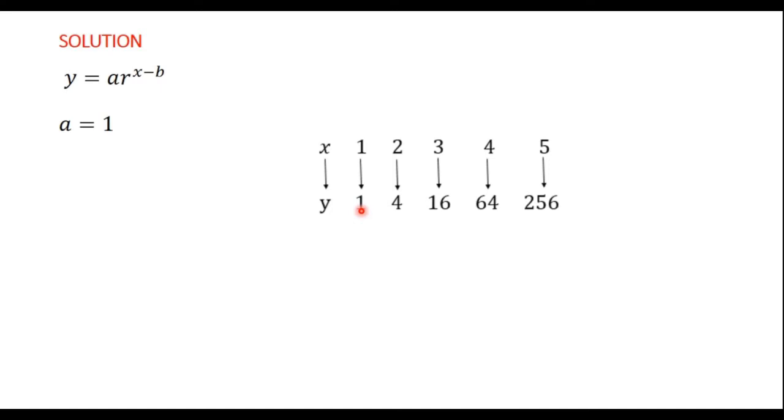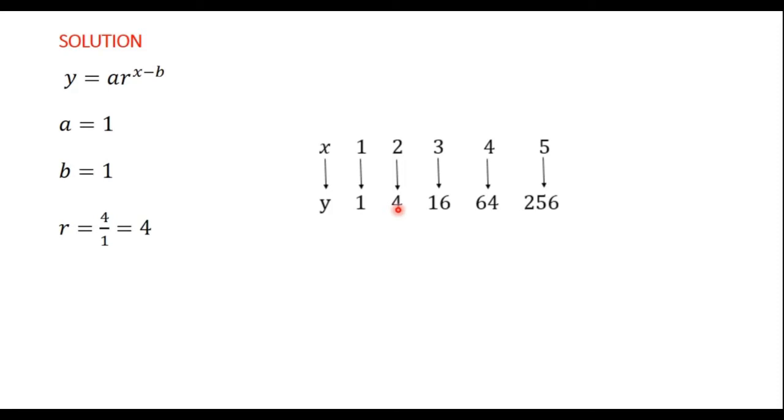So in this case, A is 1. What is B? B is the first element in the domain. That is also 1. So this is B. What is R? R is the common ratio. How do you find the common ratio? You pick an element in the codomain, you divide it by the previous element in the codomain.